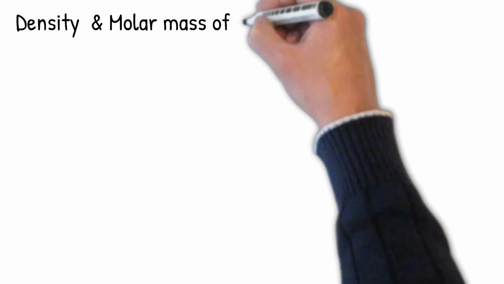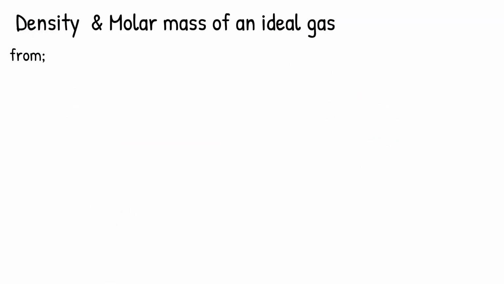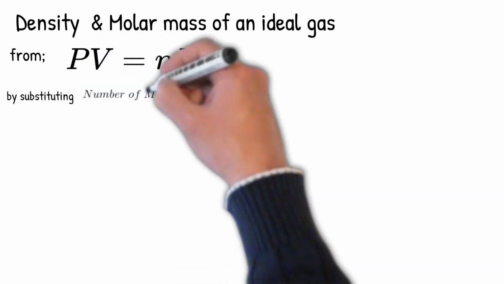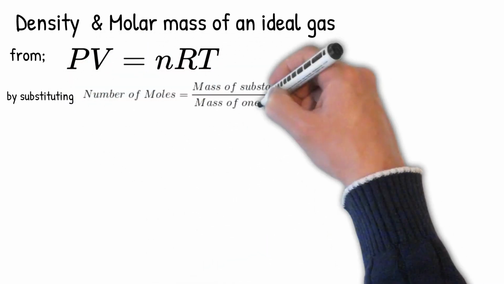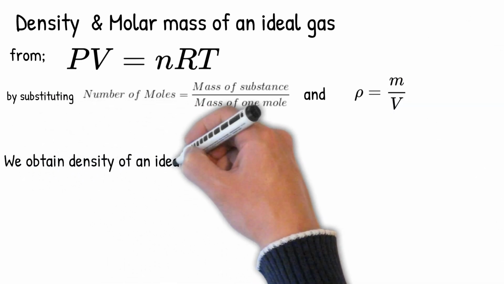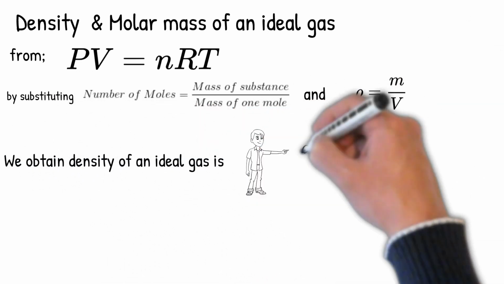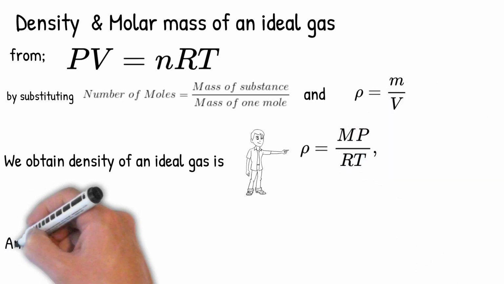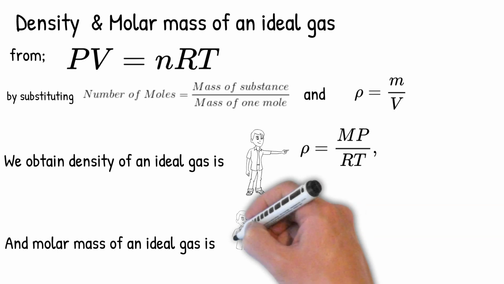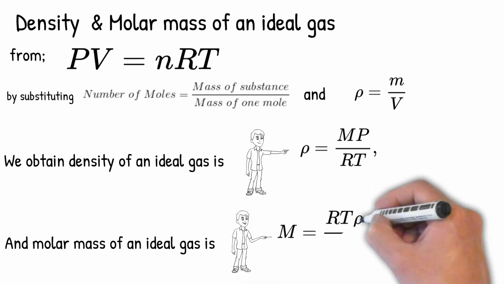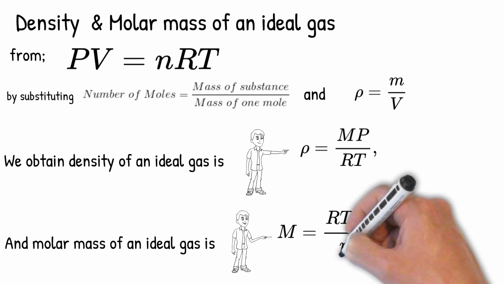Density and molar mass of an ideal gas. From the ideal gas equation PV equals nRT, by substituting number of moles equals mass over molar mass and density equals mass over volume, we obtain the density of an ideal gas. Density equals molar mass times pressure divided by universal gas constant times absolute temperature, and the molar mass of an ideal gas is molar mass equals universal gas constant times absolute temperature times density divided by pressure, where M is the molar mass.